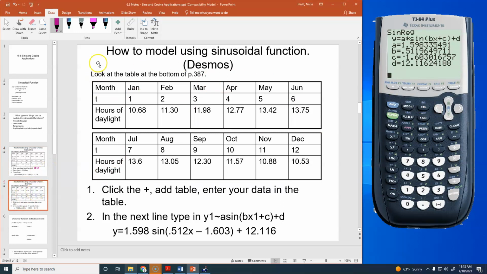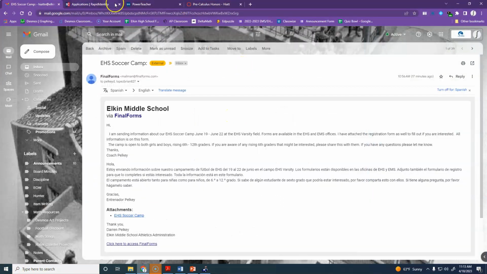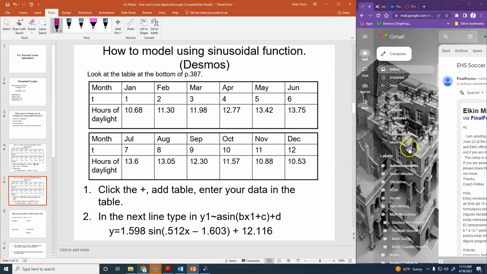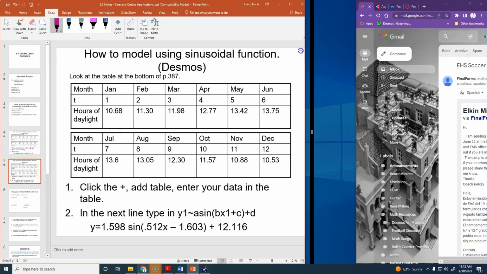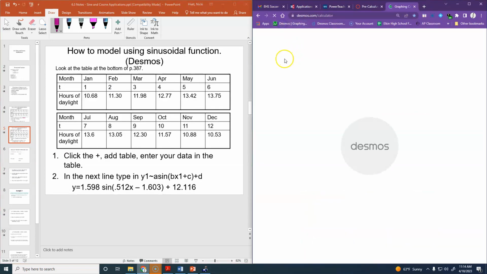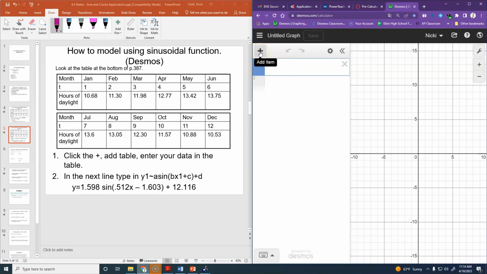Let's now flip over and do the same thing with Desmos. A word of warning, Desmos is going to give us a very slightly different answer. Desmos, I think, uses a different formula or like a different method for getting the regression. So sometimes the numbers are slightly different. Like instead of a 1.598, it might be a 1.597. But they're usually still pretty close here. So let's see how close it gets here.